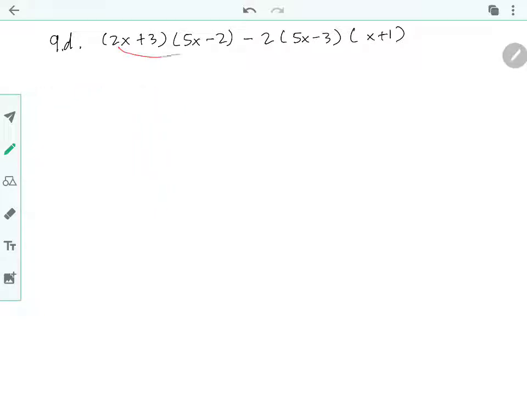Yes, you're correct. Another rainbow method. So 2x times 5x equals 10x squared. 2x times minus 2 equals minus 4x. 3 times 5x equals positive 15x. 3 times minus 2 equals negative 6. Now the next part, negative 2 times 5x equals negative 10x.